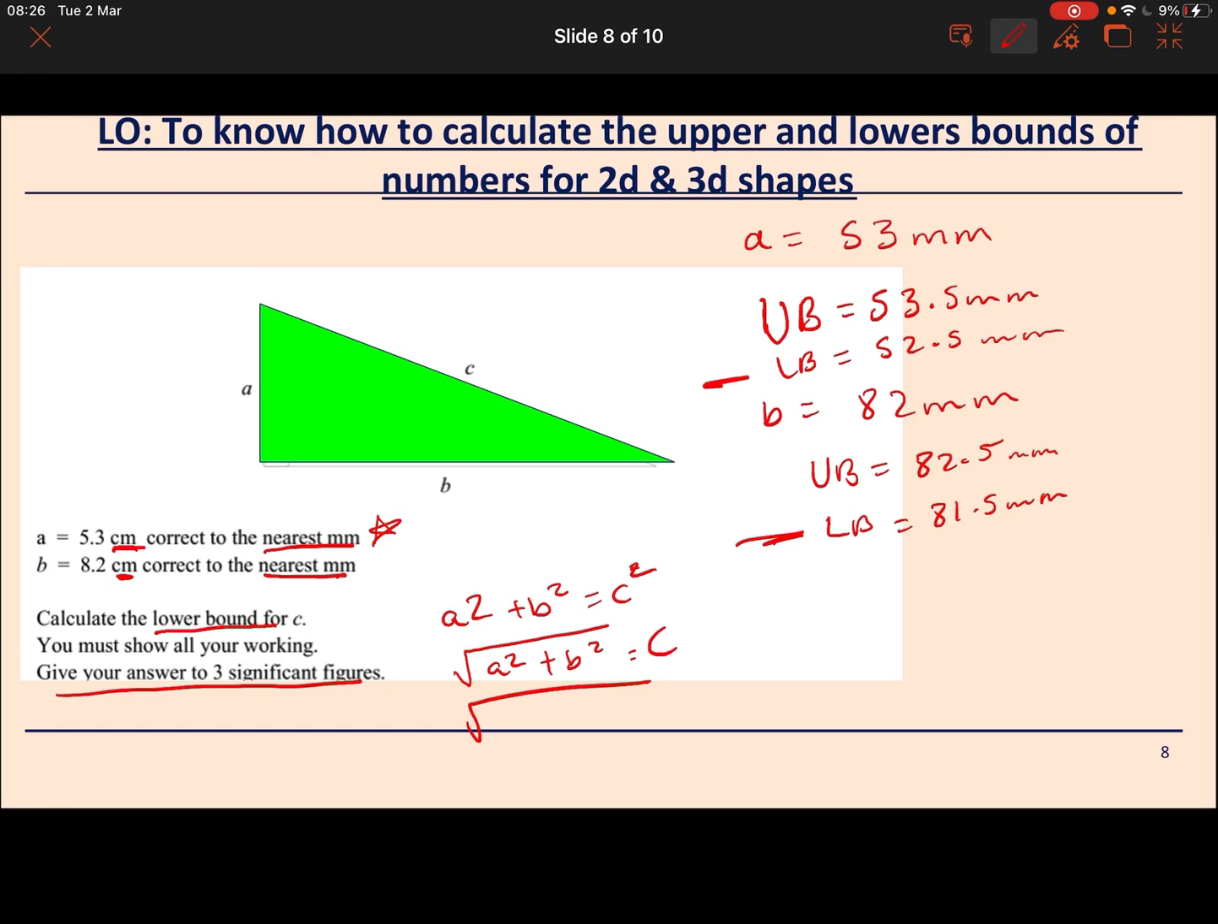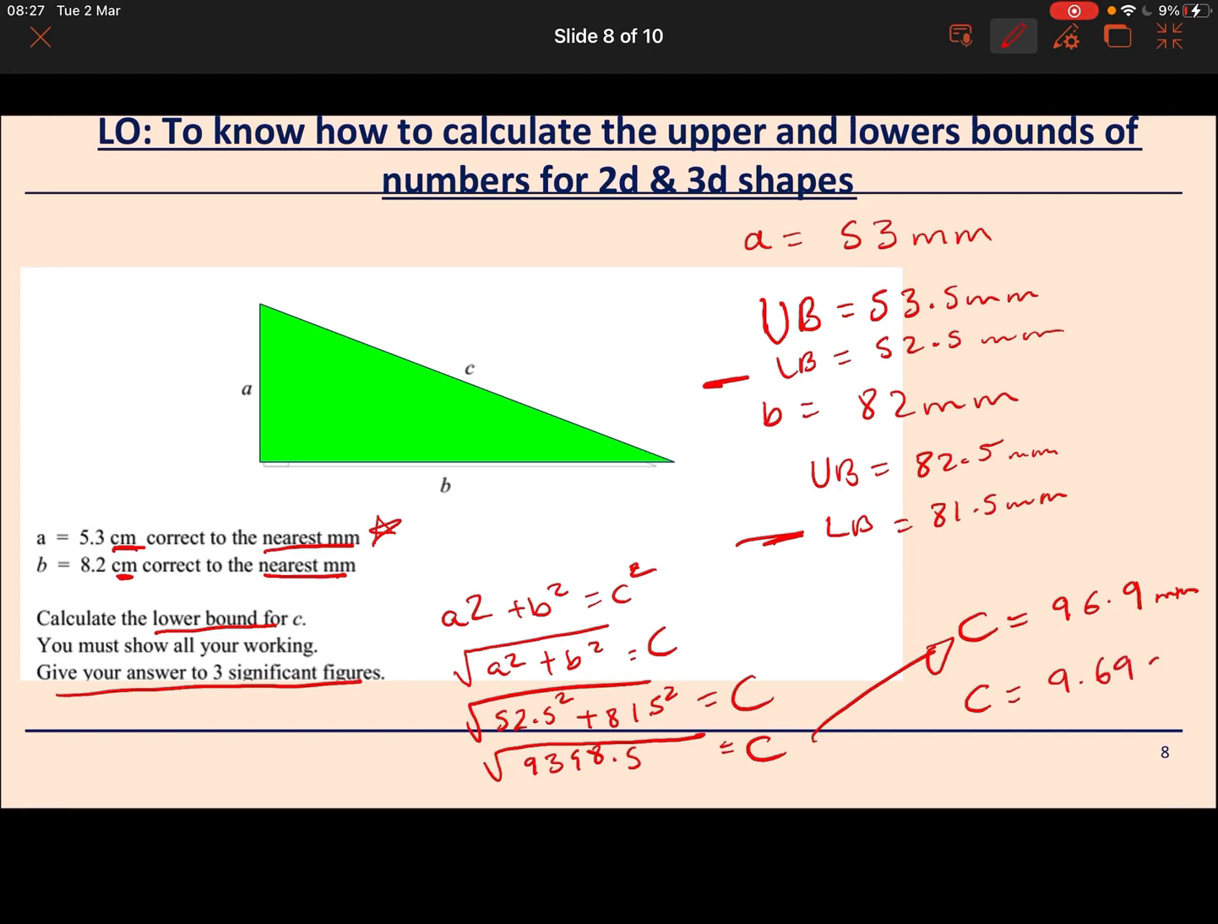So it's going to be 52.5 squared plus 81.5 squared equals c. And when we do that, what we end up getting on the inside is 9398.5, and then when we square root it, our c ends up equaling 96.9 in millimeters, and therefore c equals 9.69 in centimeters, and this is to 3 significant figures.